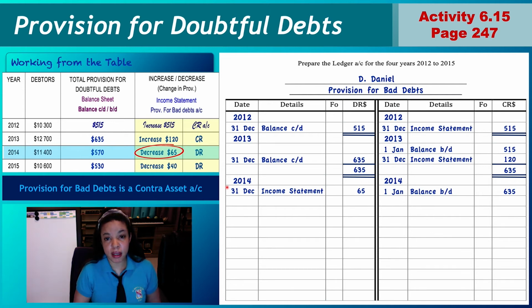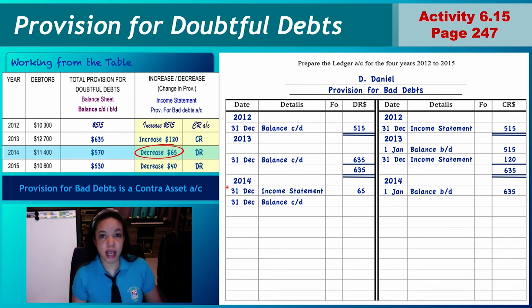You either can just put your balance carried down, which you know is on the debit side, or you can go and tally it and then put it in after. I am going to put what I know is going to come next. 31st of December, on the debit side, your balance carried down. You may not have figured out what the figure for your balance carried down is, so we're going to go through the process. What do you do to find out?